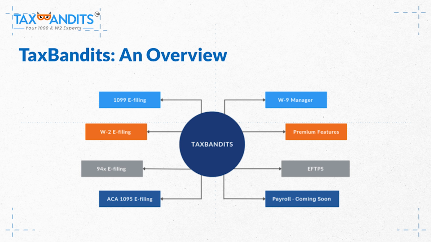Here's an overview of TaxBandits. We have many forms, over 40 forms. We do 1099 e-filing, W-2 e-filing, 94X e-filing, ACA 1095 e-filing, W-9 managing. We just launched EFTPS, and we have payroll coming soon.